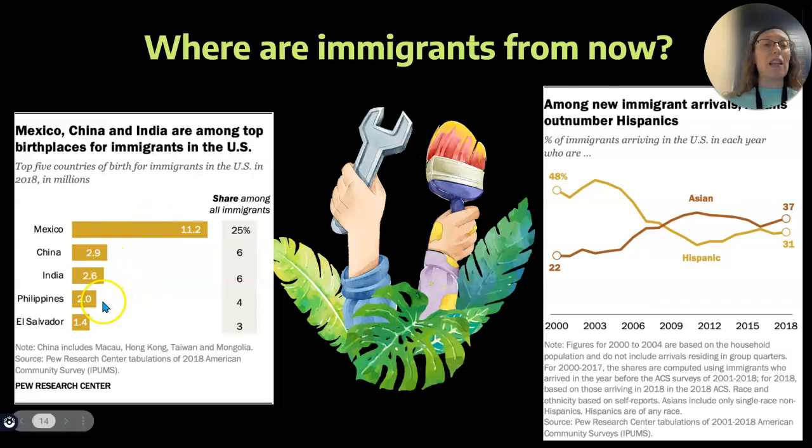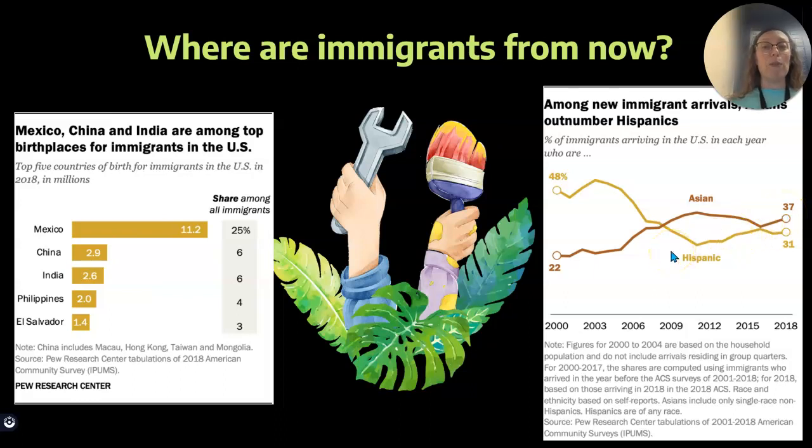You'll see China, India, the Philippines, and then El Salvador were the top countries of the people who were coming from in 2018. Now, where each country is each year changes a little bit. I am sure that some countries like Venezuela have moved up higher on the list, but I'm not sure where it would be now in 2024. Overall, though, the trend has been that Hispanic immigrants has been a lower and lower percentage of the immigrant population, and increasingly it is people coming from Asia.